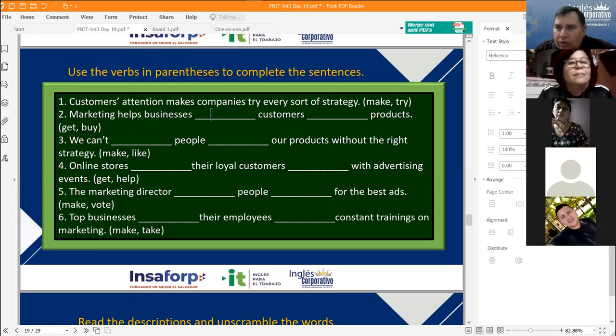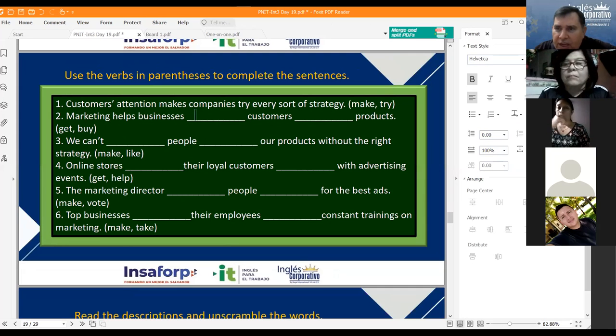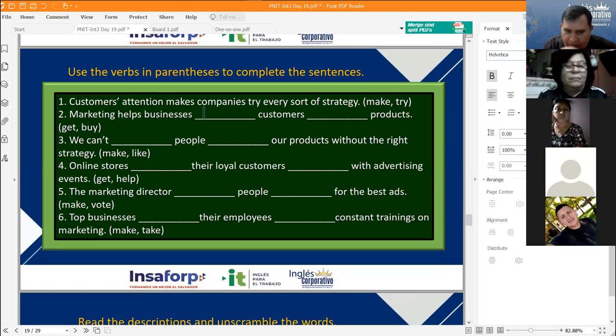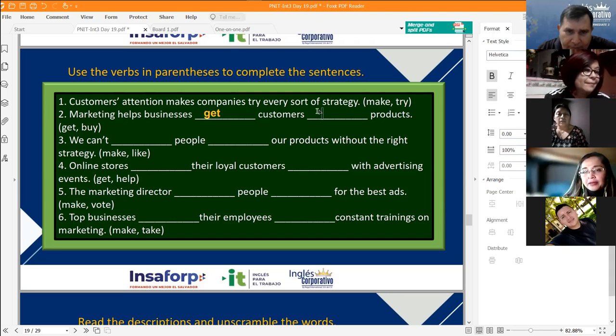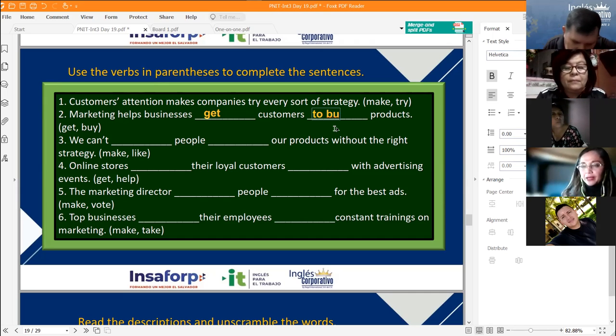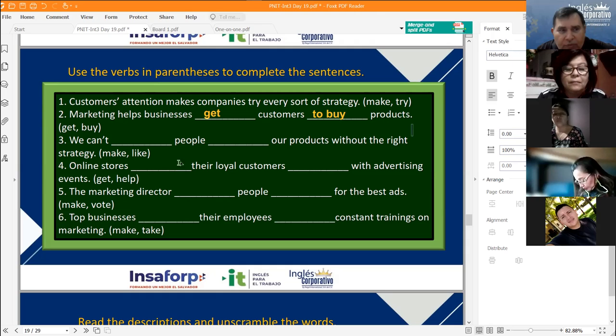Let me change color. Might use yellow. Okay, yellow. So, get. Okay, marketing. Marketing helps businesses get customers to buy. To buy because it's with get. To buy. Get to buy products.